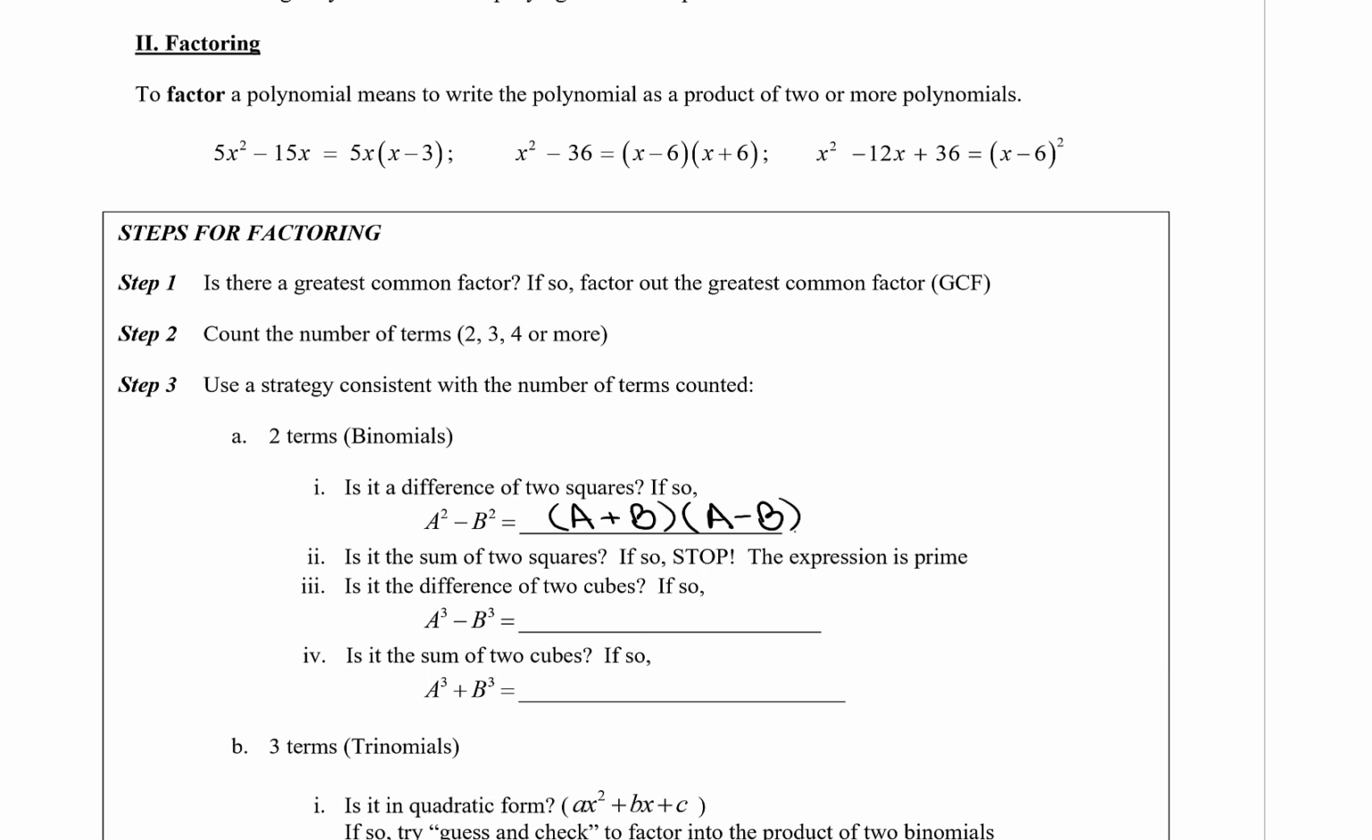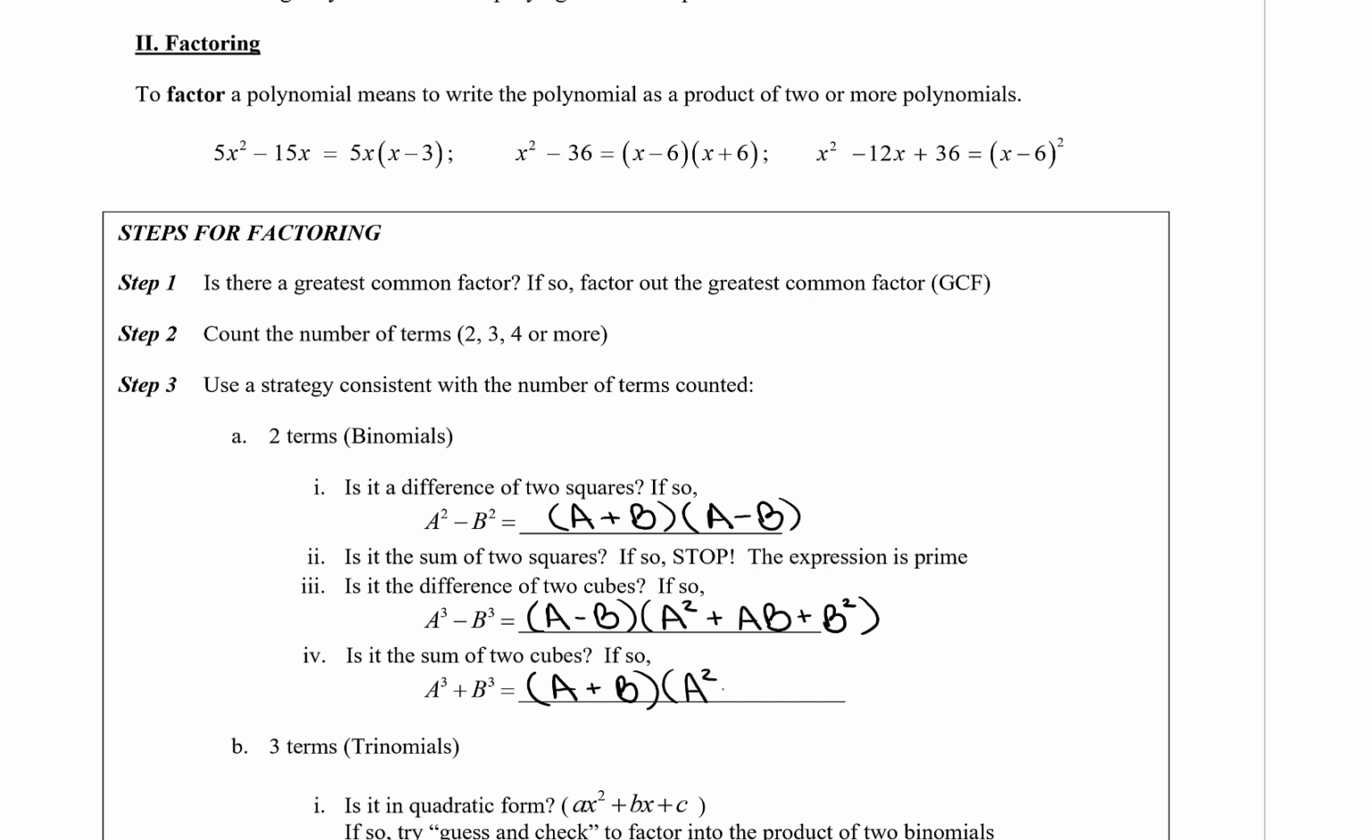3. Is it the difference of 2 cubes? If so, then a cubed minus b cubed is equal to the binomial a minus b times the trinomial a squared plus ab plus b squared. 4. Is it the sum of 2 cubes? If so, a cubed plus b cubed is equal to the binomial a plus b times the trinomial a squared minus ab plus b squared.